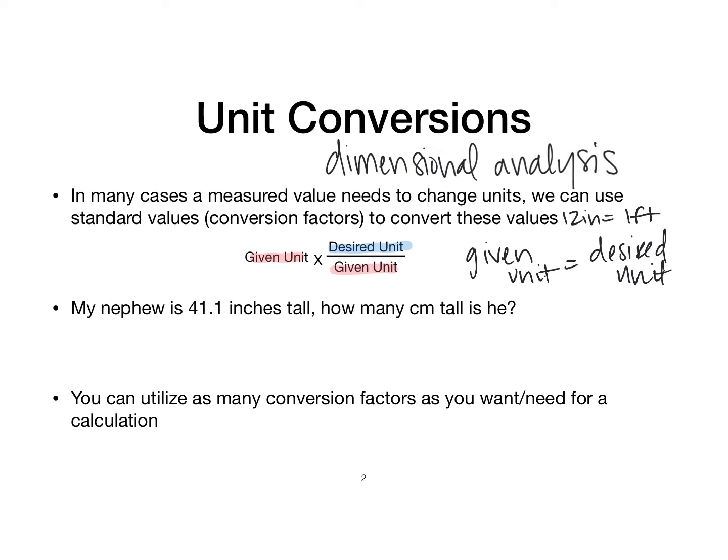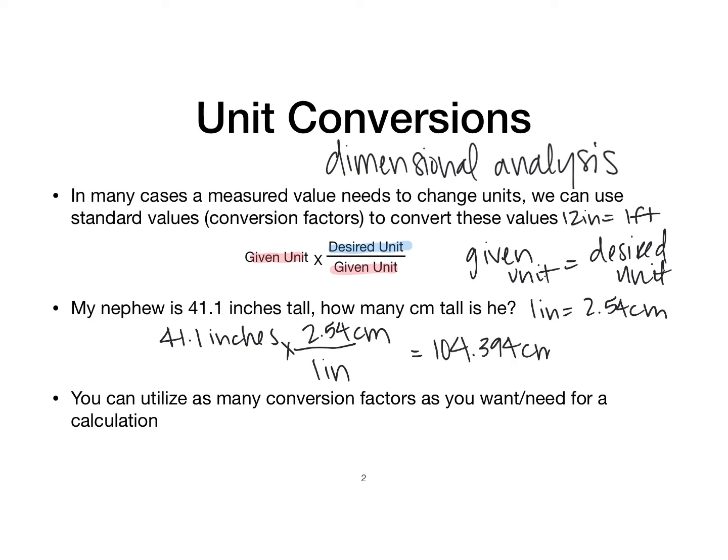So in this case, what we have is a question about my nephew, who is 41.1 inches tall. How many centimeters tall is he? So 41.1 inches. And the conversion factor is in 1 inch, it is 2.54 centimeters. So if we know that the conversion factor is 1 inch equals 2.54 centimeters, when we plug this into our calculator, what we would get out is 104.394 centimeters. Now, our value only has 3 significant figures, which means that the final answer is 104 centimeters.